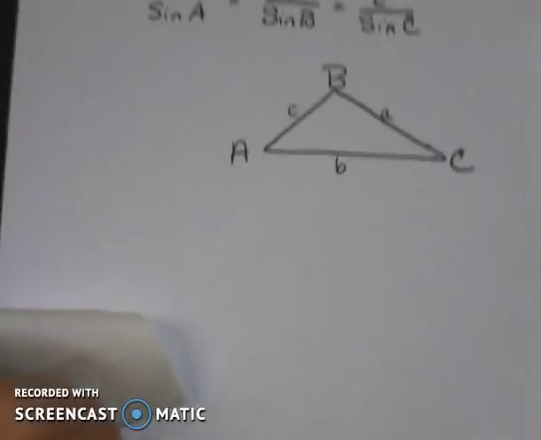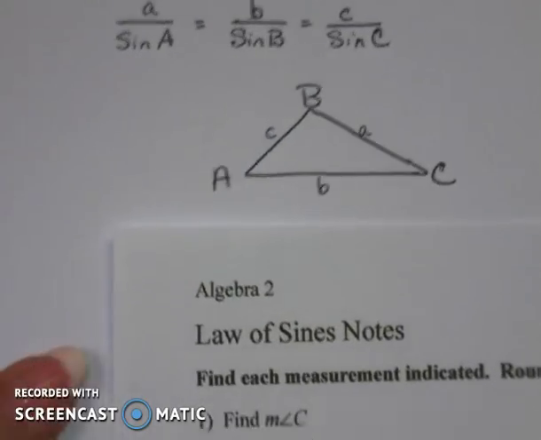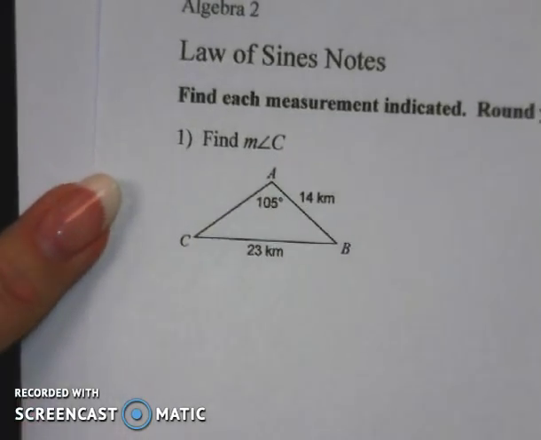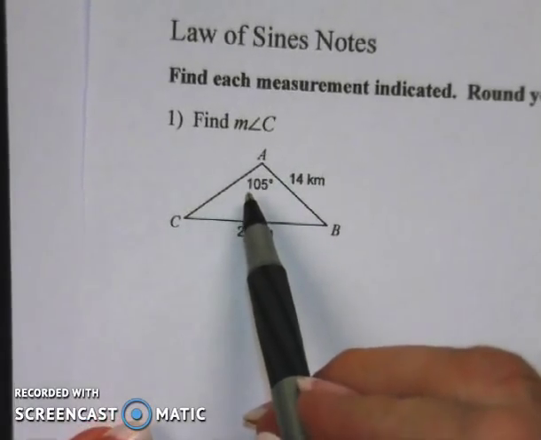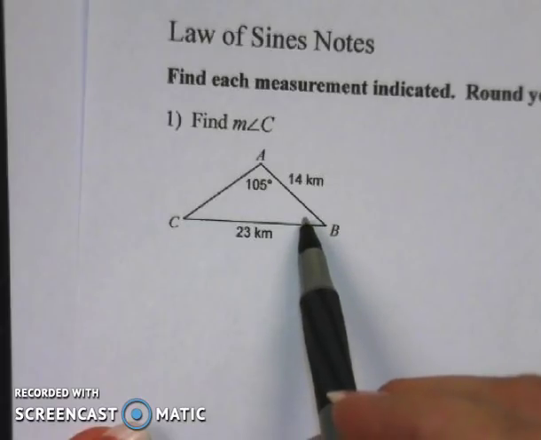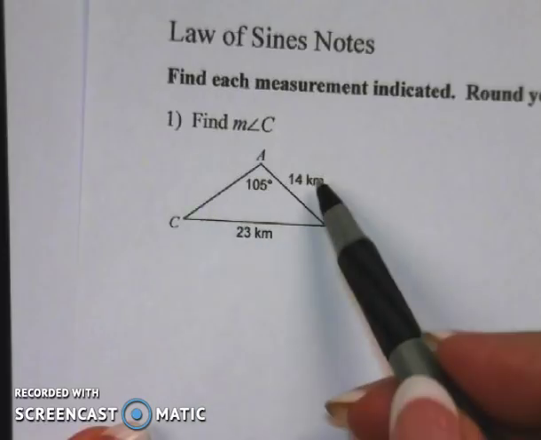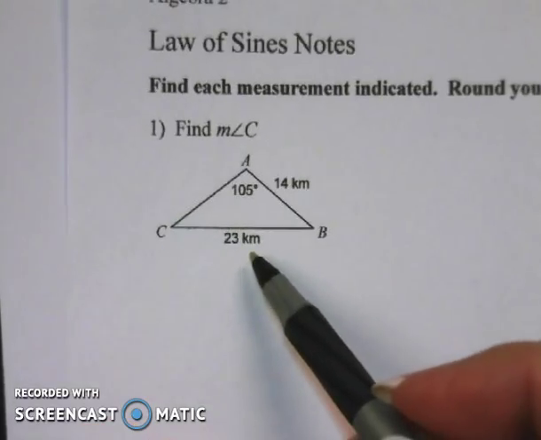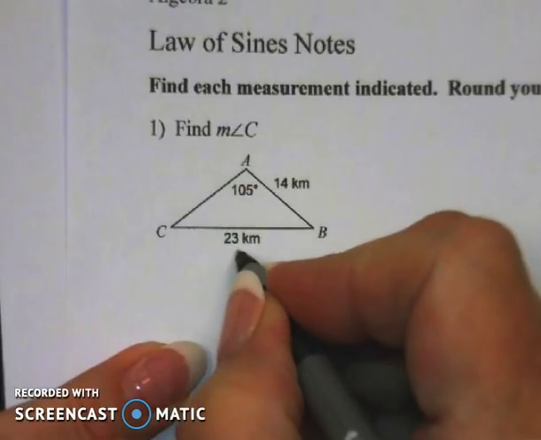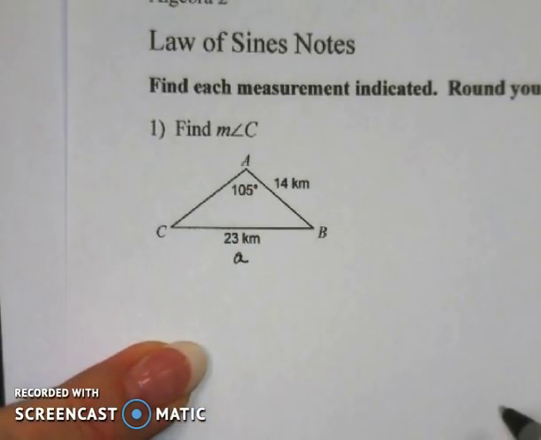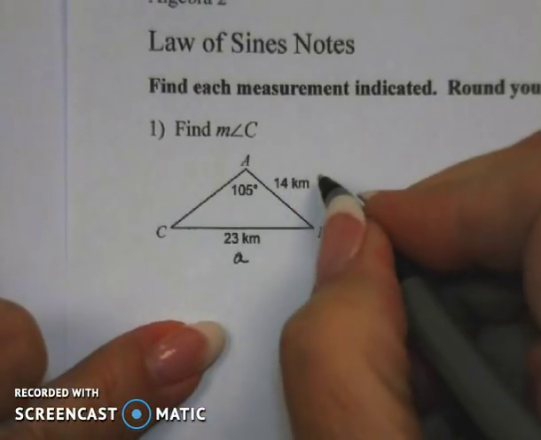Okay, so for the law of sines, I'm going to slide that up and put our problem underneath here. I've got angle A is 105. Angle B, I don't know. Angle C, I don't know. But I have two sides. Well, I need to label them. Across from angle A will be side A, so I'm going to label it with a lowercase a. Across from angle C is side C.